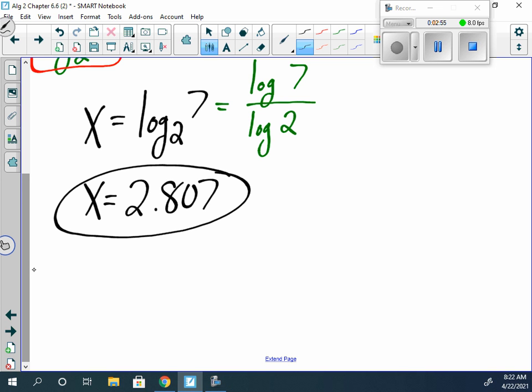And the decimal continues on further out. It's a non-repeating, non-terminating decimal, most likely. But this is what we get. X is equal to 2.807. And that's it. We found the value of x for which 2 to the x is equal to 7.